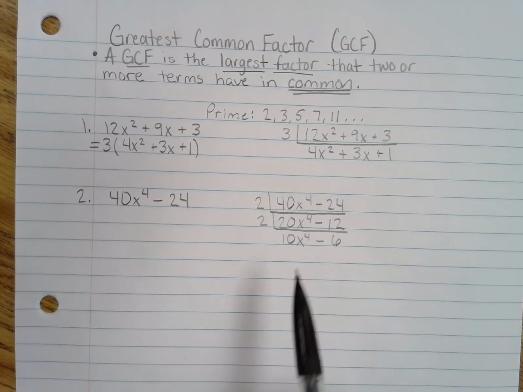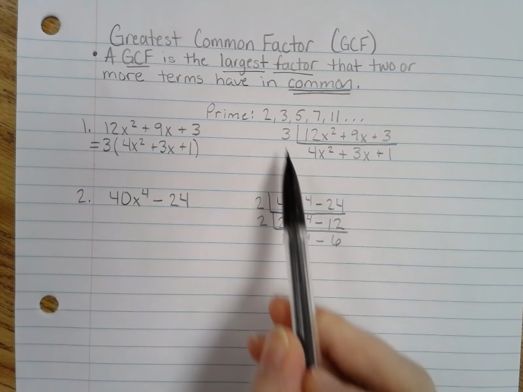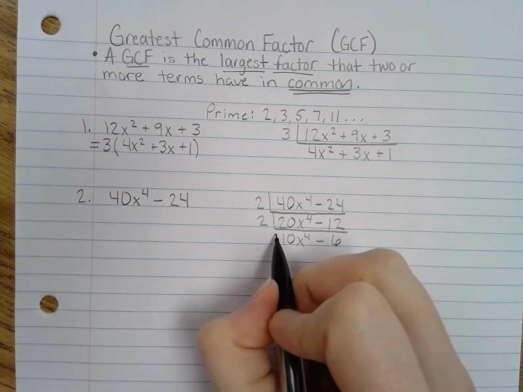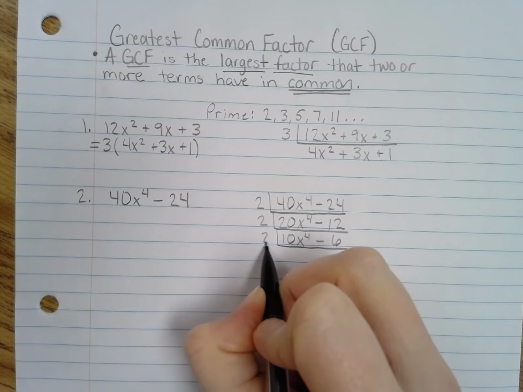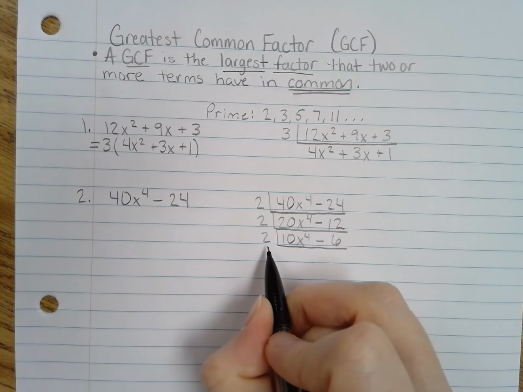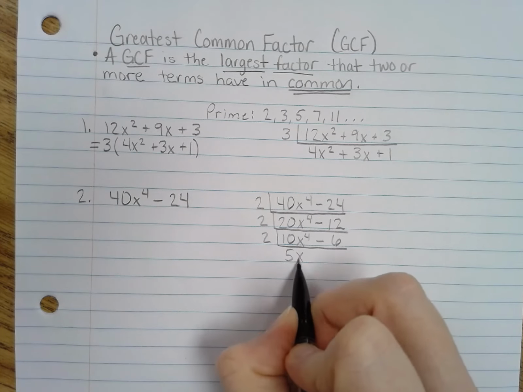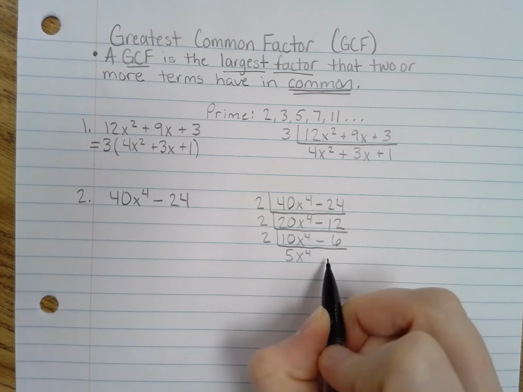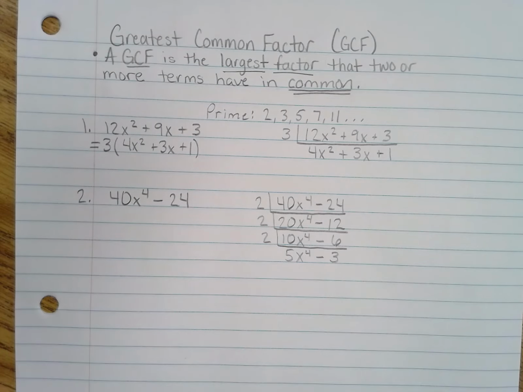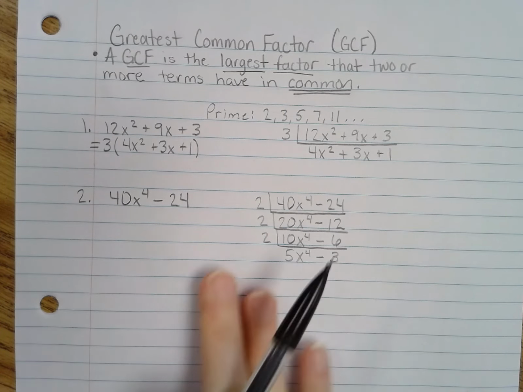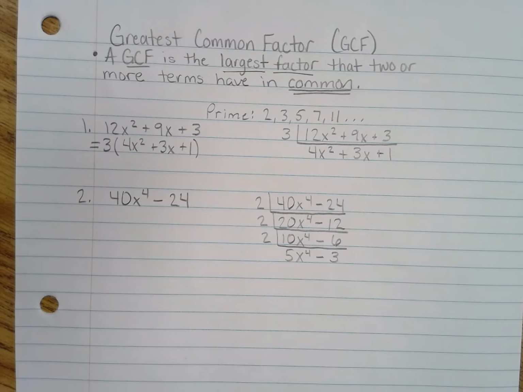We do need to continue dividing until we can no longer divide by any primes. So we see another 2 will go into 10 and 6. So 2 into 10 gives us a 5. Of course, bringing down our x to the 4th. 2 into 6 is a 3. At this point, we will stop. 5 is a prime, 3 is a prime. There's no prime that can go into both. Because each of those are primes, we are going to stop here.